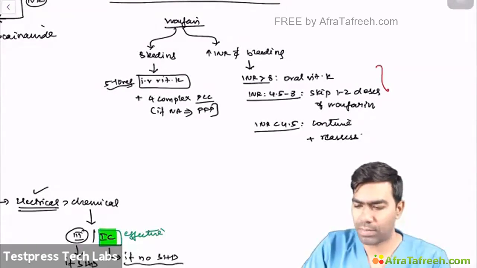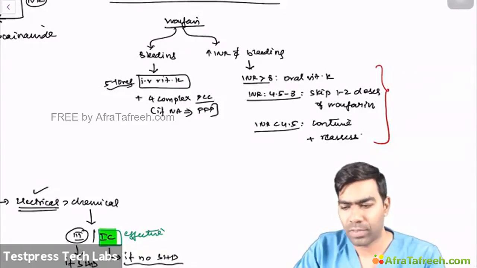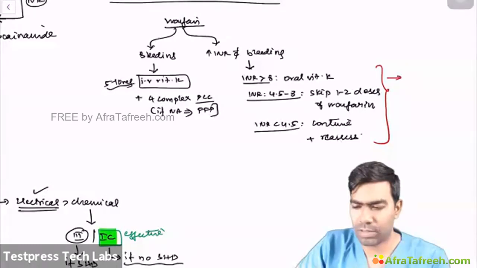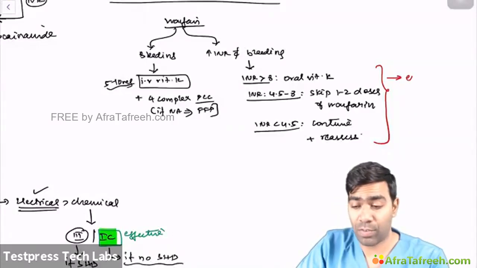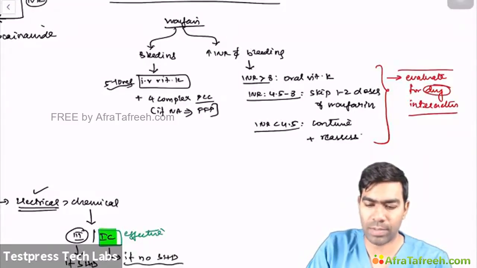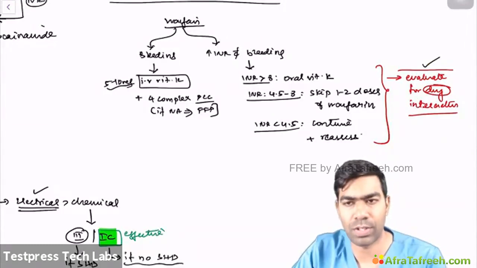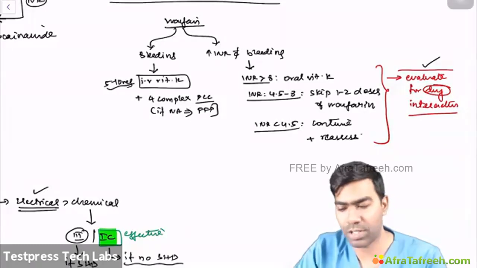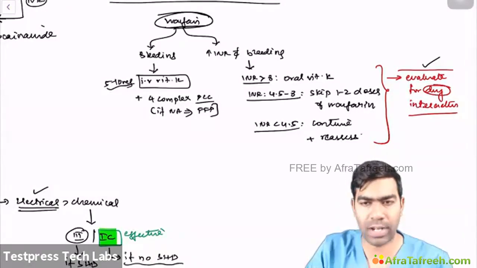And at the same time, whatever may be the case of elevated INR, you have to evaluate for drug interactions, because whenever you have an elevated INR, many times it will be due to some drug interaction. Even grapefruit juice can alter the INR if the patient is on warfarin. So you have to always evaluate for drug interactions. The patient is probably taking some drug that can increase the warfarin action. So that's what we have to do. This is how you manage warfarin.